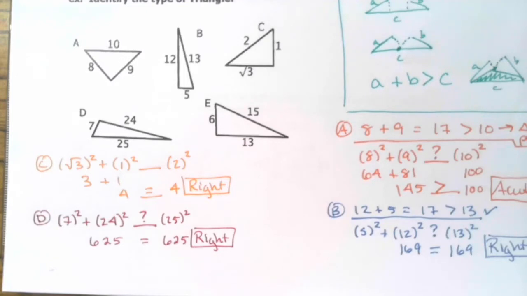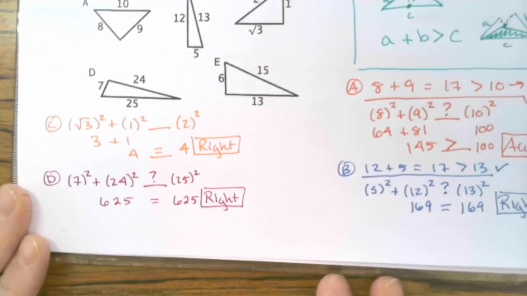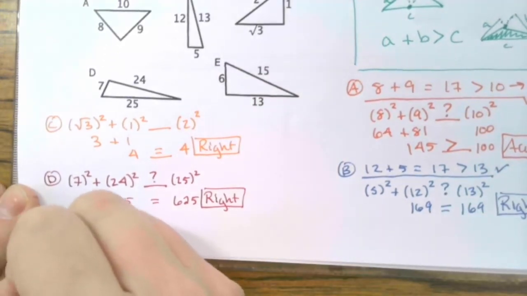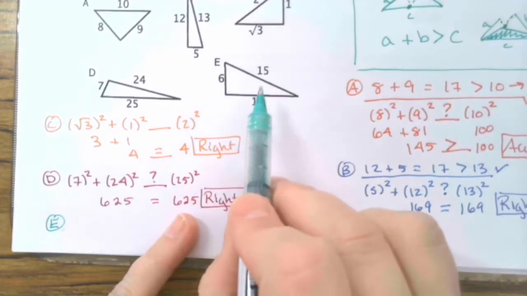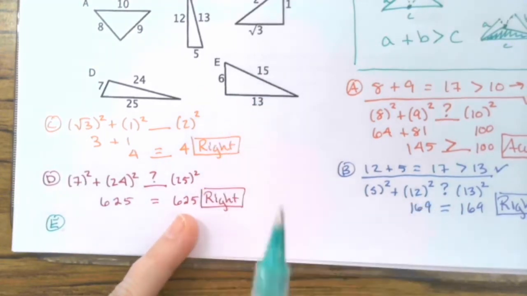Okay, last one we're going to do is E. We're going to do the obtuse. Whoops, I gave it away. Let's try E. First, make sure a triangle is possible. 13 plus 6 is 19. That is bigger than 15, so we're good.